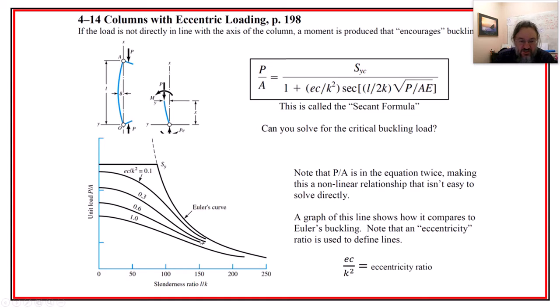But you can also see where these merge down to being closer to Euler's equation as you get a higher and higher slenderness ratio. So as you get thinner and longer. But it's an important thing.